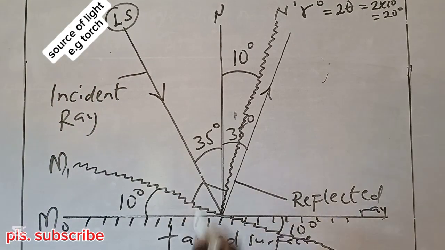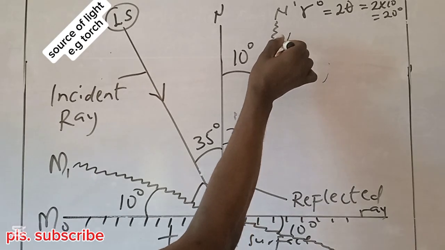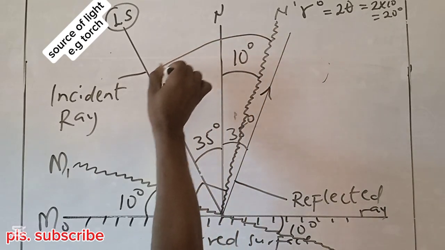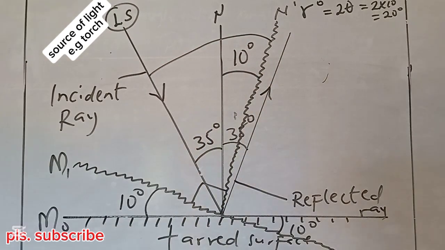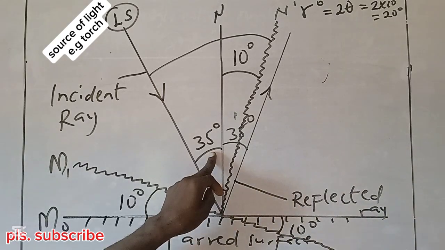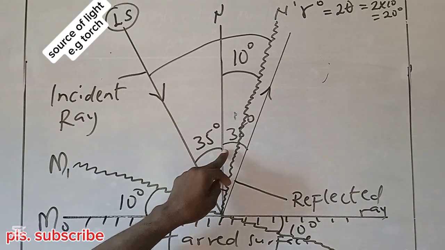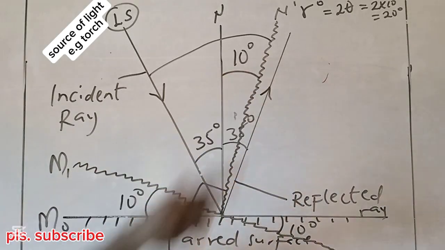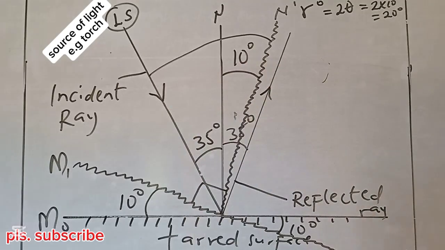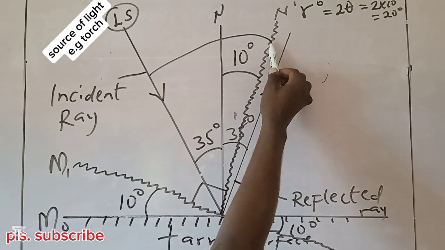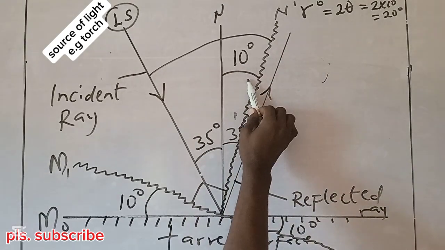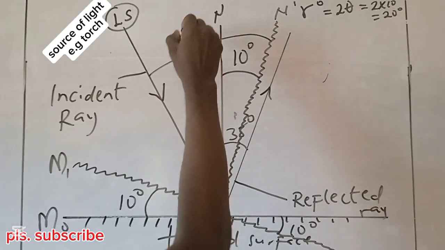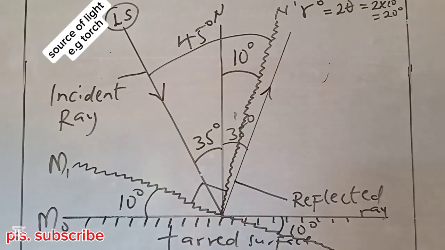I'll be having a new angle of incidence. Your angle of incidence is always measured from the normal. All measurements are taken from the normal. Take note of that. You can notice here, our initial angle of incidence was measured from the normal. Our initial angle of reflection was also measured from the normal. So we now have a new normal. I'll be having a new angle of incidence from the new normal. So I will do 10 plus 35. So my new angle of incidence is 45 degrees.